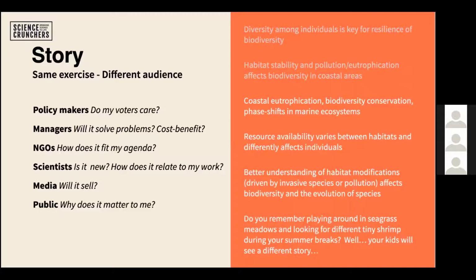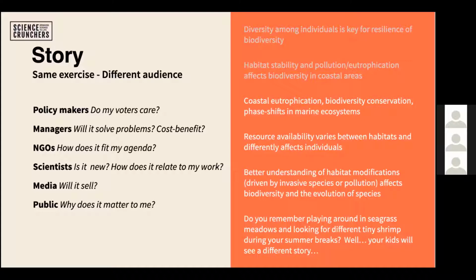For the media, well, sometimes it's a bit tricky, but a better understanding of how the modifications we are making in our coastal habitats, like invasive species, pollution, even climate change, are affecting biodiversity and evolution of species. And for the general public, well, I could tell a story. When I was a young kid, I was playing around seagrass meadows in Brazil or wherever during my summer breaks, looking for tiny shrimp and mussels and fish. And this is just a reminder of my good times when I was younger. And well, your kids will see a different story, of course.